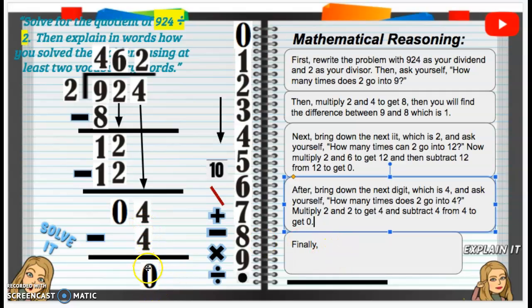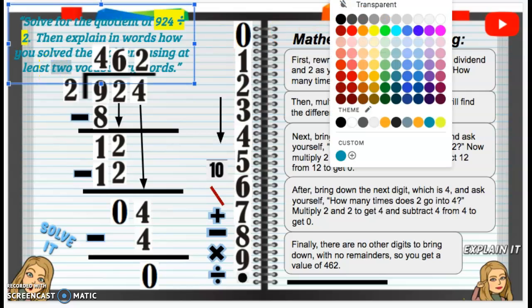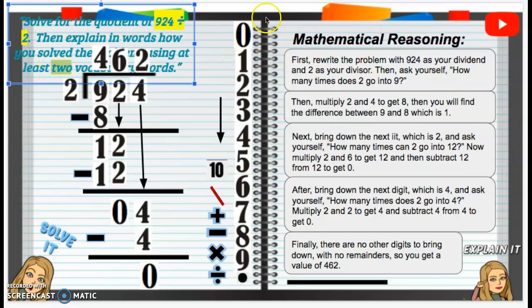Finally, after we subtracted that 4 minus 4 to get 0, there are no other digits to bring down, with no remainders. So you get a value of 462. All right, so I'm going to read this through, and as I'm reading through, let's see if we can figure out our 2 vocabulary words, because we can't forget we need those 2 vocab words.